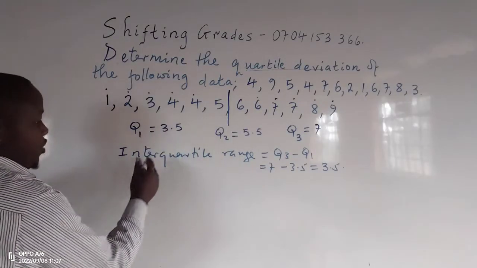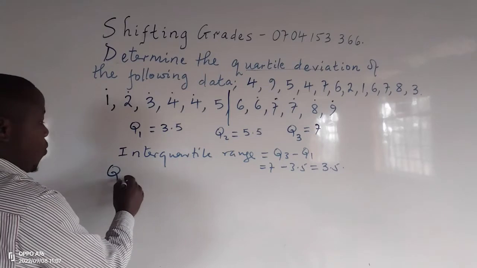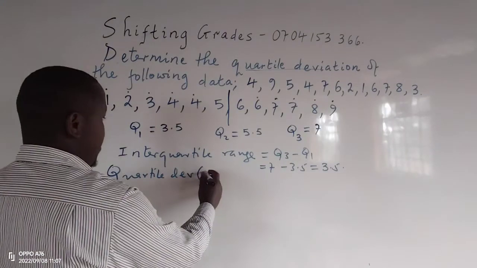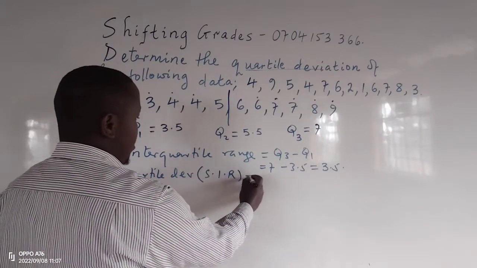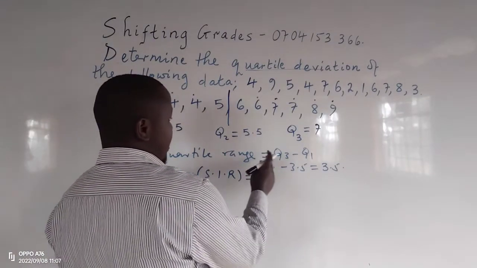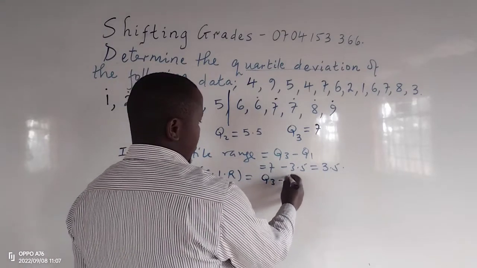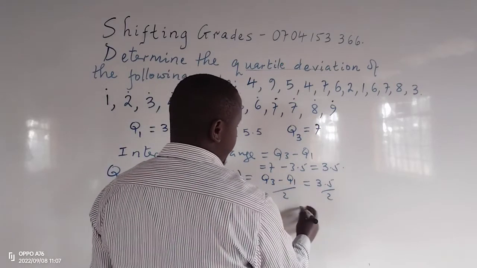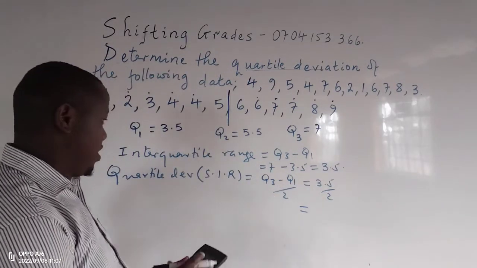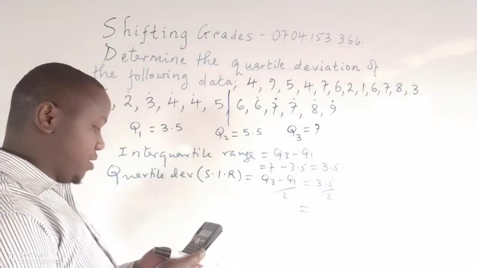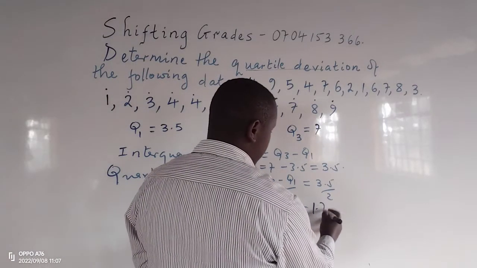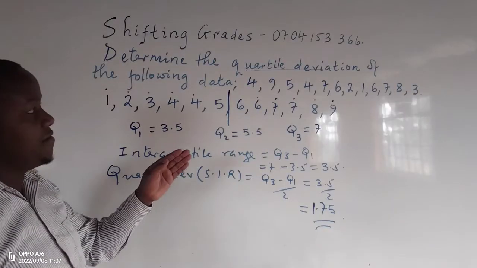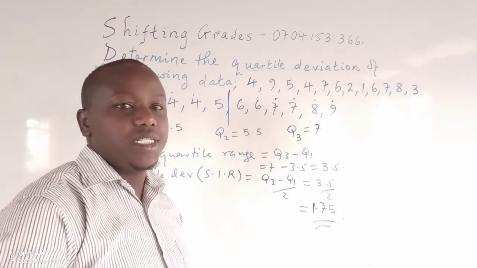Then our question is telling us to calculate the quartile deviation. Quartile deviation, another name is semi-interquartile range, is evaluated by the interquartile range divided by 2. Therefore, 3.5 divided by 2 will give us the value of the quartile deviation. This is going to be 1.75. Therefore, the quartile deviation of the above set of data is 1.75.